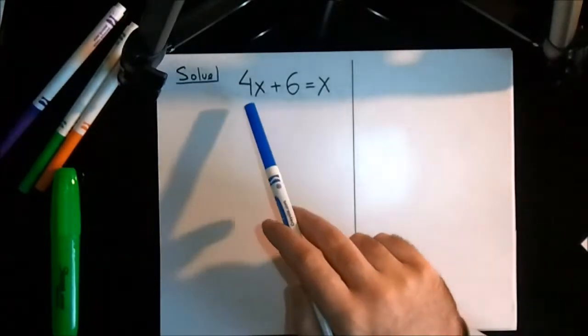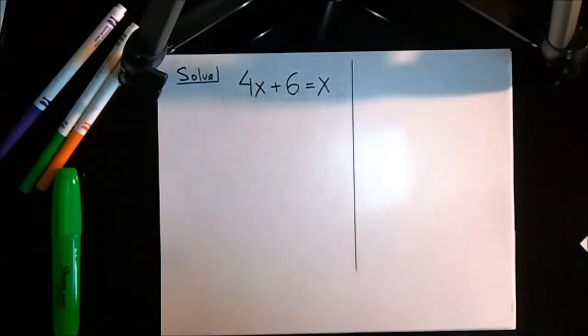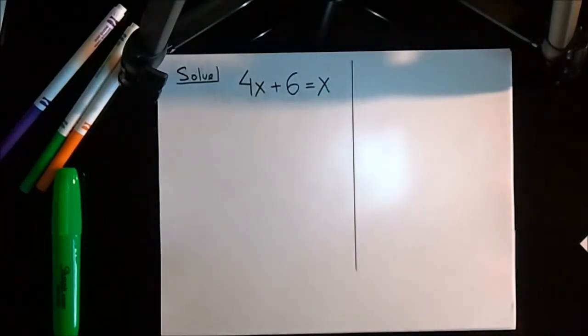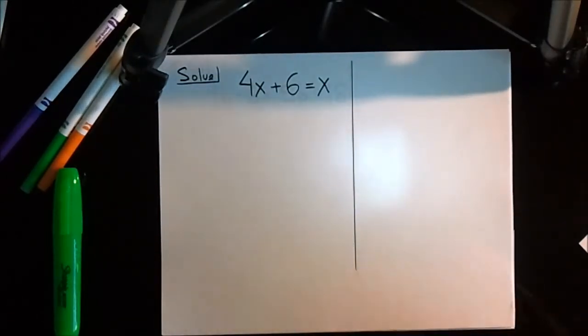So here I have 4 times x, or 4x, and here I have x, or 1 times x. This is the x with the smaller coefficient. And I find it almost always easier to get rid of the one with the smaller coefficient. There are a few exceptions, but for the most part, this strategy works for me most of the time. So what do I do?